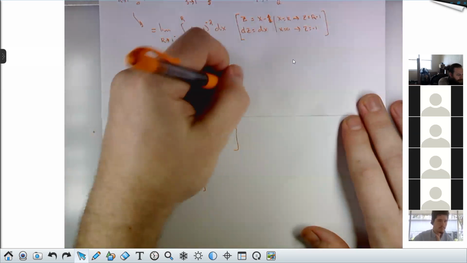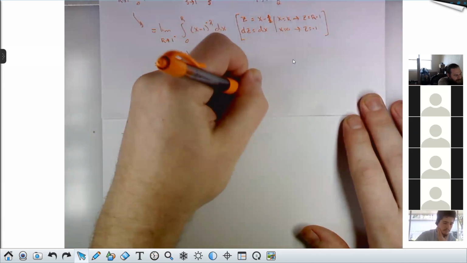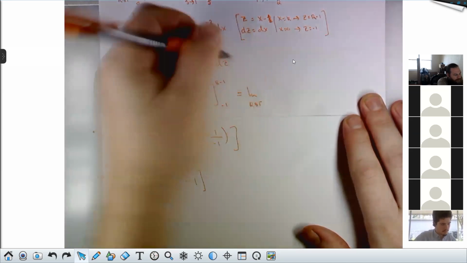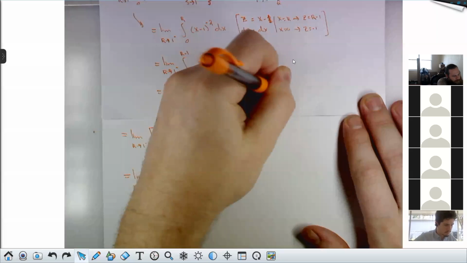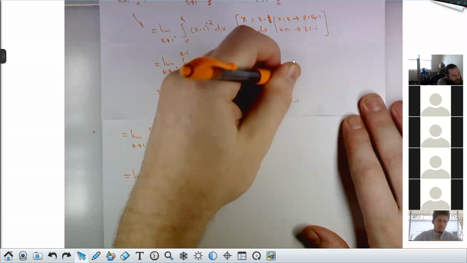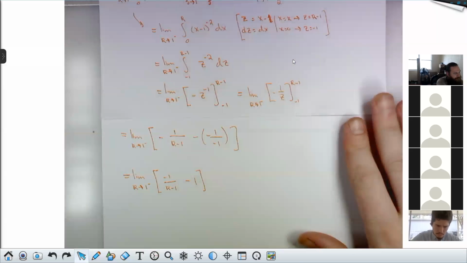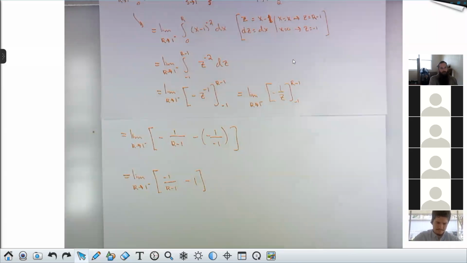You guys see where this is coming from, right? Because this is the limit as r goes to 1 of negative 1 over z, evaluated from negative 1 to r minus 1. So when I plug in r minus 1 for z, I get negative 1 over r minus 1, that's this. When I plug in negative 1 for z, I get negative 1 over negative 1, but then I'm also subtracting that. So this is positive, but then the minus here makes this minus.